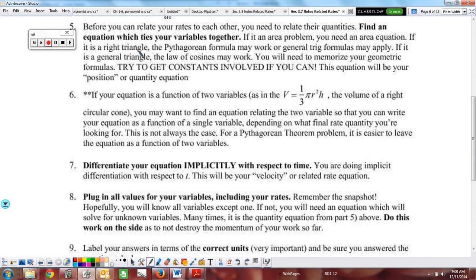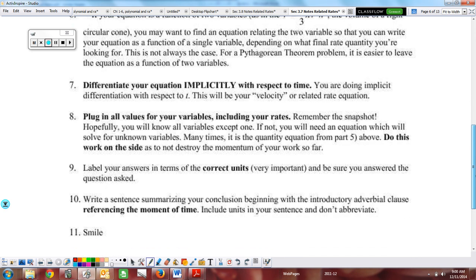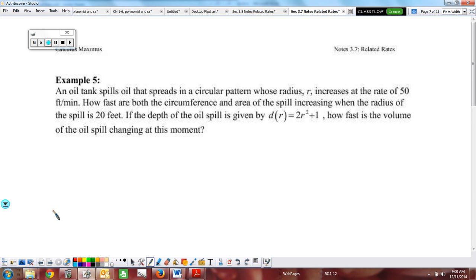The problem with finding the equation that ties everything together is geometry: areas, area formulas, right triangles, Pythagorean. You could have some trig formulas in there. General triangles, you might have law of cosines. All these formulas you've learned in your math classes up until this point are going to come into play, right? And then make sure you answer the sentence. Answer with a sentence.